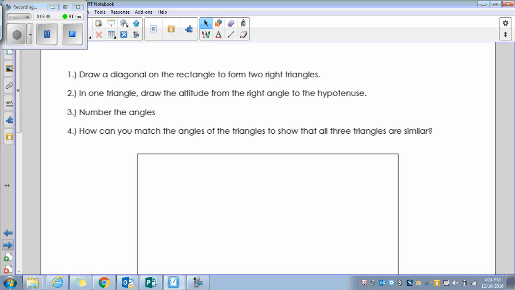On the back here, I'd like you to just finish this off. So draw a diagonal on the rectangle to form 2 right triangles. In one triangle, you're drawing the altitude. Number all of the angles that you created, and how can you match the angles of the triangle to show that all the 3 triangles are similar? So you're just matching congruent angles. So go ahead and give that a try, finish that up, and bring it in next class.